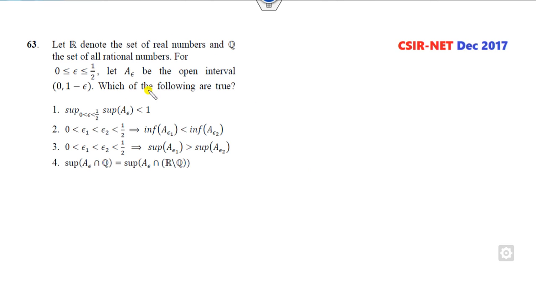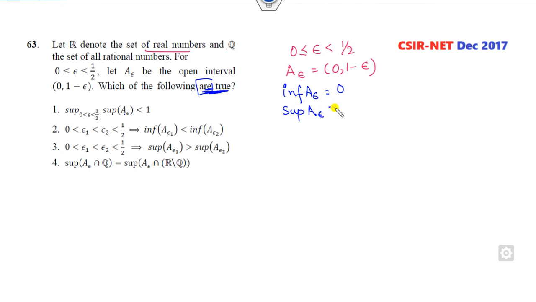Okay, this is part C. More than one correct option is there. Let R be the set of the real numbers, Q the set of the rational numbers. Then for every epsilon, A epsilon is the open interval of 0, 1 minus epsilon. Then which of the following statements are true? Supremum of A epsilon, okay. So what is the infimum of A epsilon? 0. What is the supremum of A epsilon? 1 minus epsilon. Fine.